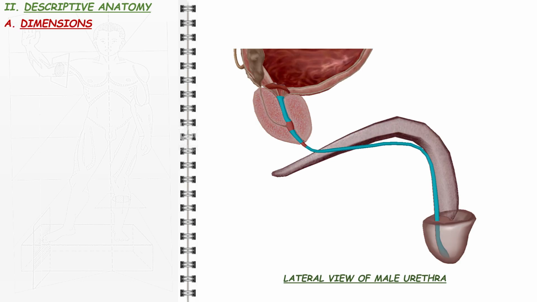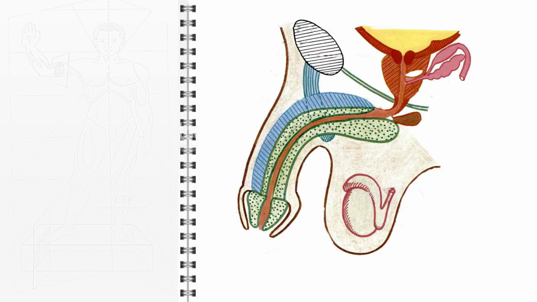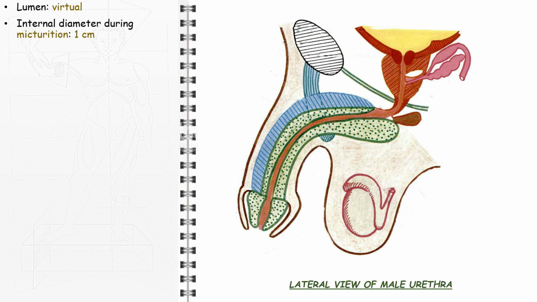In the flaccid state of the penis, the male urethra is 20 centimeters long. The prostatic part is 3 and a half centimeters long, the membranous is 1 and a half centimeters long, and the spongy part is 15 centimeters long. The urethral lumen is virtual. During micturition, the internal diameter reaches 1 centimeter.